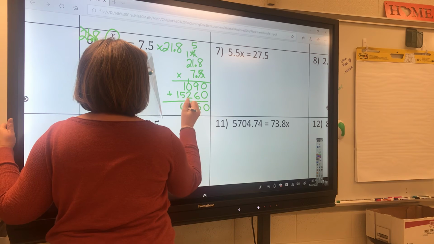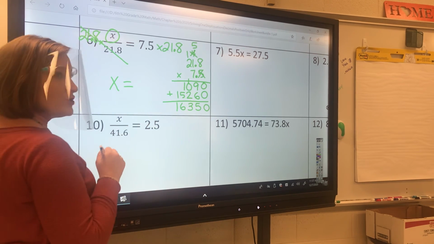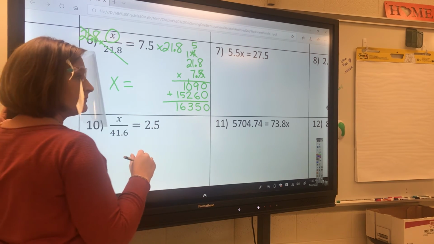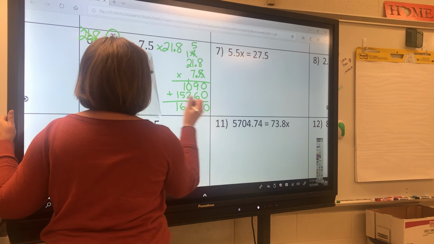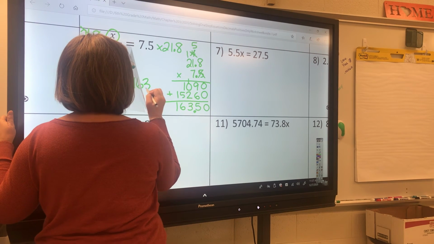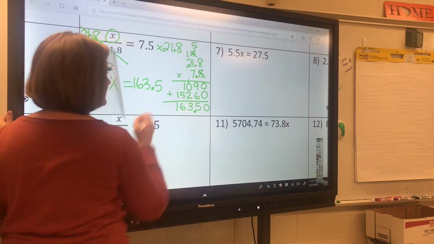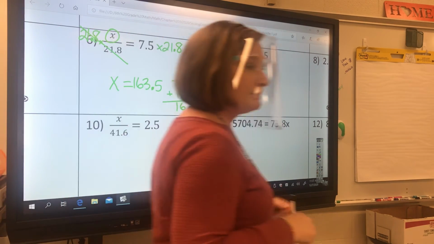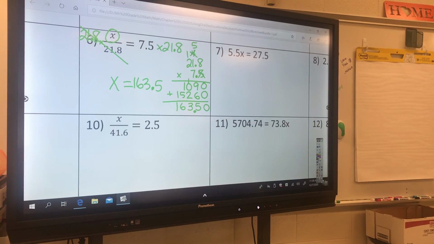Now, how many numbers do I need behind the decimal? 2. So we have 163 and 5/10. Is that an option at the bottom? Yep.